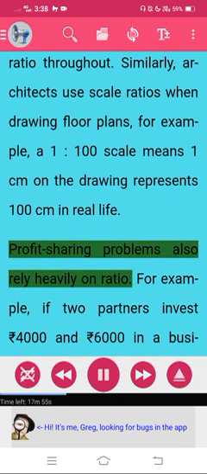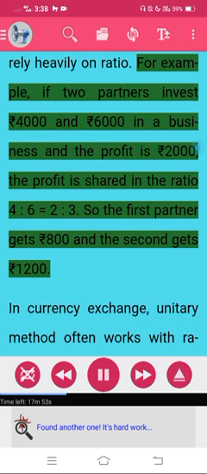Profit sharing problems also rely heavily on ratio. For example, if two partners invest 4,000 rupees and 6,000 rupees in a business and the profit is 2,000 rupees, the profit is shared in the ratio 4:6, which equals 2:3. So the first partner gets 800 rupees and the second gets 1,200 rupees.